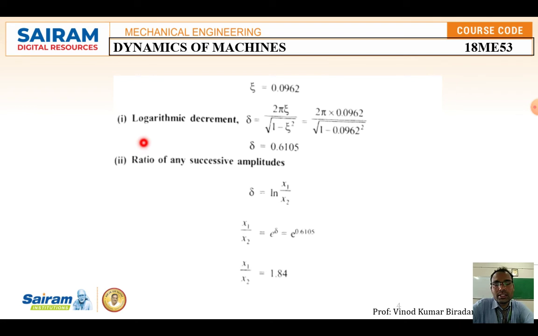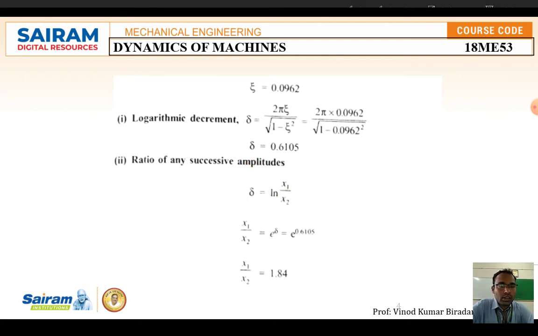The logarithmic decrement, denoted by delta, is equal to 2 pi zeta divided by the square root of 1 minus zeta square. Here we write 2 pi into the zeta value 0.0962 divided by the square root of 1 minus 0.0962 squared. Substituting with the calculator, we get delta equal to 0.6105. This is the logarithmic decrement, so remember this: delta is equal to 0.6105. The ratio of any two successive amplitudes is given by delta equal to ln of x1 by x2. This is also a formula.